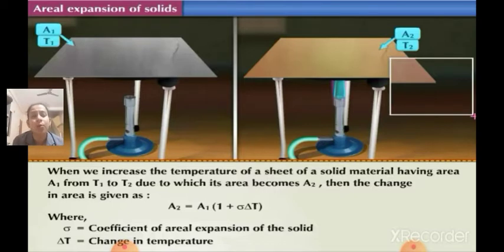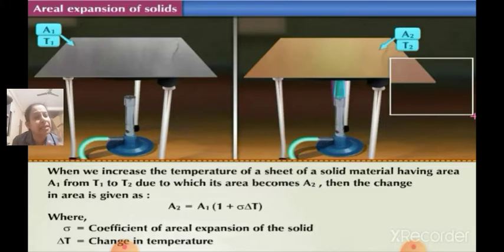Here it is sigma, because it has to be different for both of them when we are calculating. So we need to have different types of symbol. Here it is the same formula, L2 is equal to L1 into 1 plus lambda delta T. Now since it is areal expansion, the formula becomes, instead of L2 we will write A2, and instead of L1 we will write A1.